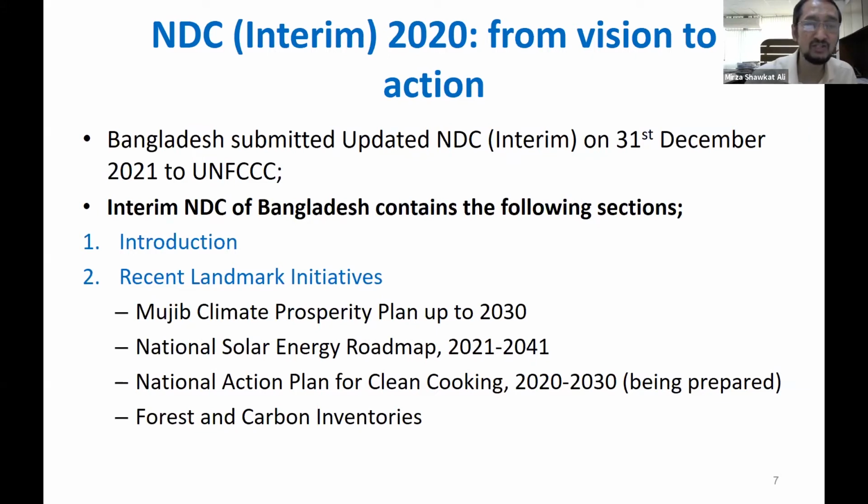In the second section, recent landmark initiatives, we have a climate prosperity plan. Up to 2030, we have developed a climate prosperity plan, and then we have the National Solar Energy Roadmap 2021-2041. We have mentioned the National Action Plan for Clean Cooking, and we have also assessed forest and carbon inventories. Next slide, please.